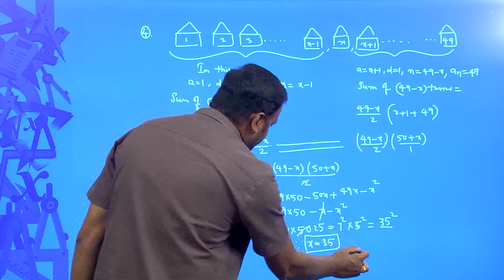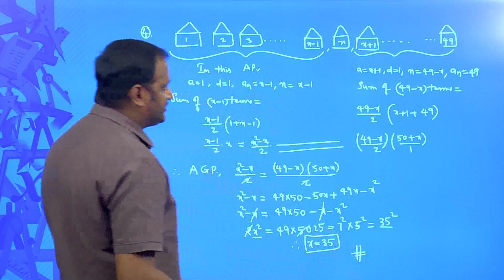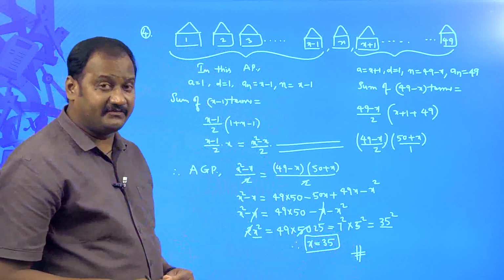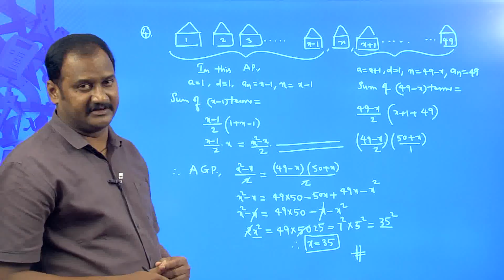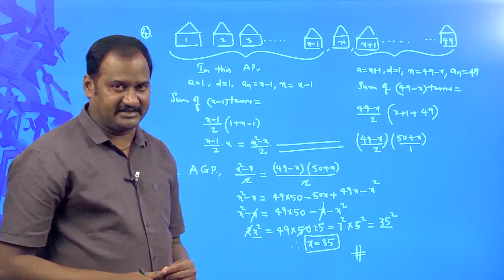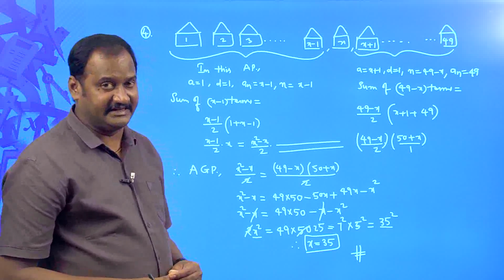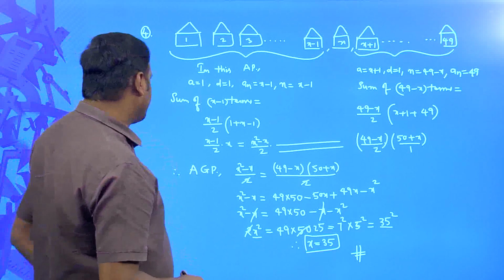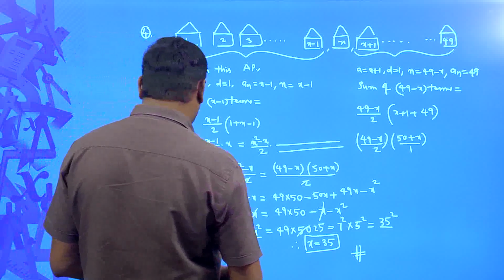Therefore, what is the required house number? The required house number is going to be 35 according to the information given in the problem. Hope you understand. Is it not really interesting? Yes, it is. So, moving on to the last problem of this exercise.